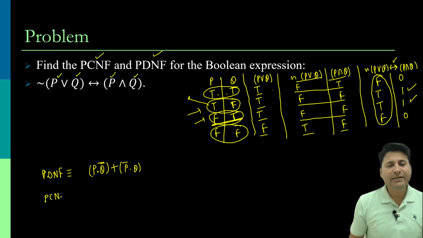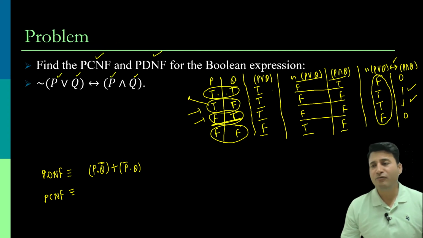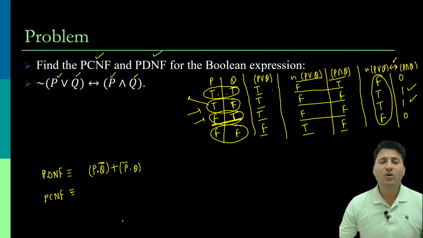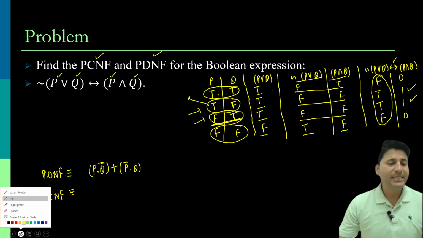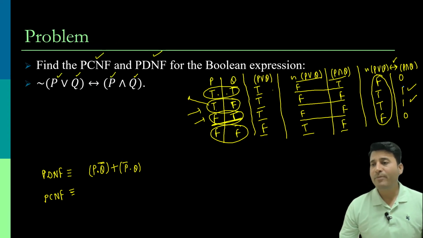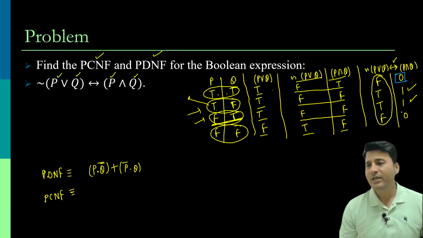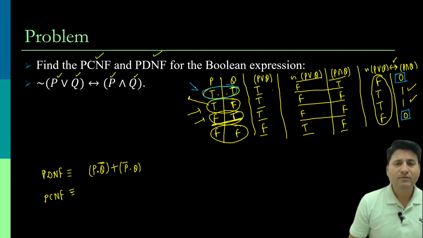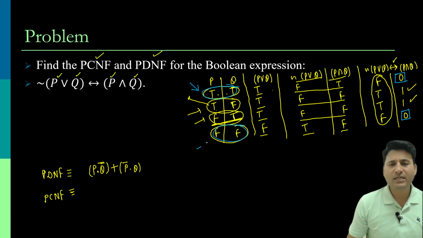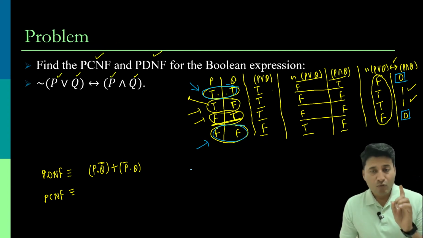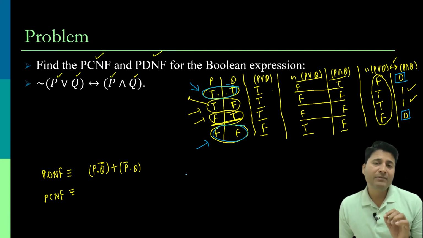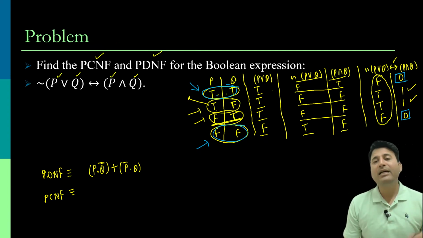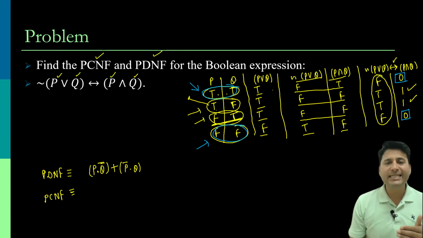Talking about PCNF, in PCNF, in place of 1, we are supposed to focus on zeros. So how many zeros are there? This is 0 and this is 0. What is the input for this? The first one is the input for this and the last one is the input for the last. Now, when we are writing PCNF, we are supposed to negate the inputs. So this is TT. What will be the negation for this? F and F.